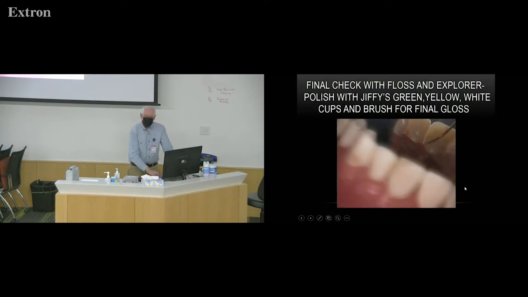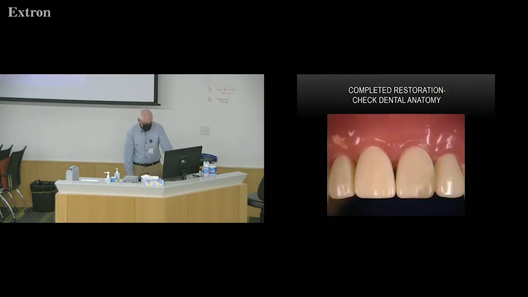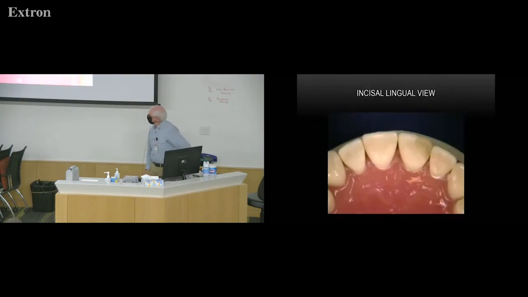Okay, so you know how to put a final finish on it, because you've done that many times. And then here's our completed restoration. And we're going to be looking for tooth form and anatomy. We're going to be looking for those embrasures being properly formed, and then that little groove right in the middle of it, so it creates the mamelons. And then looking at it from the lingual view, everything looks compatible.